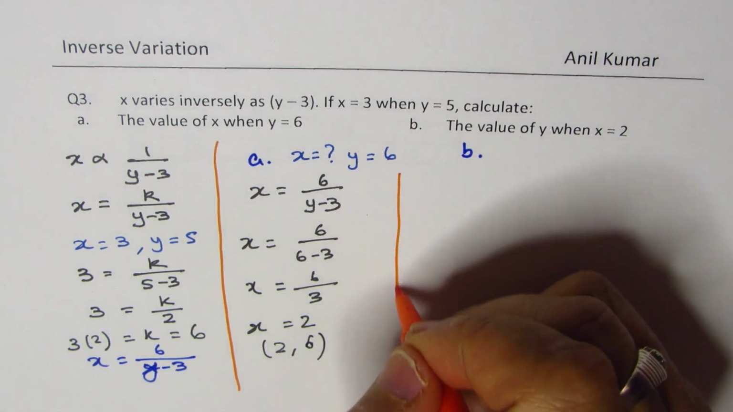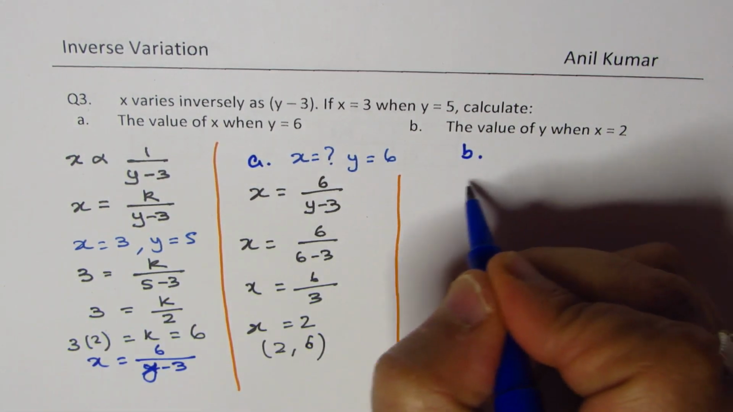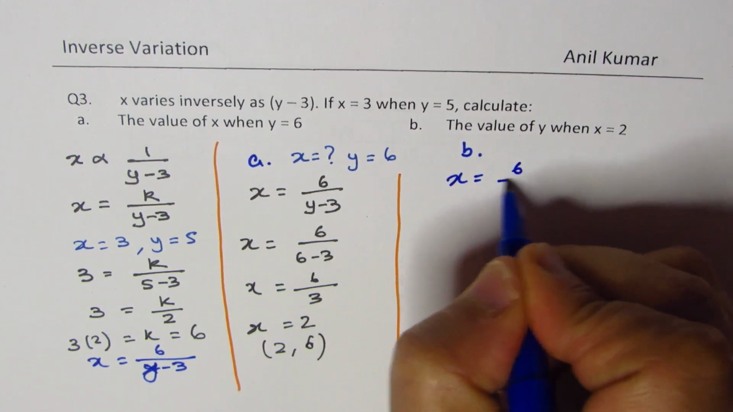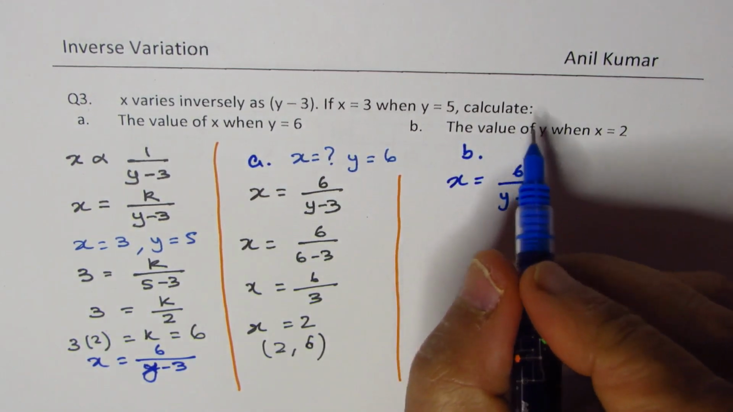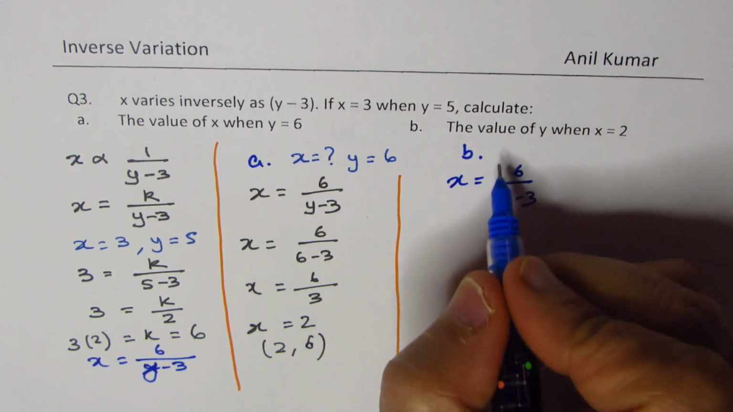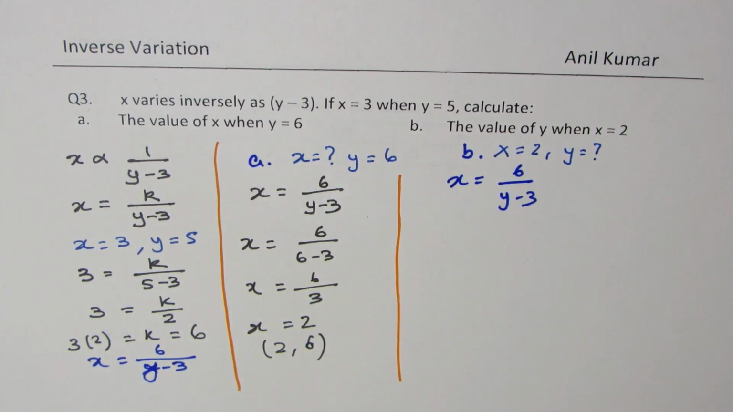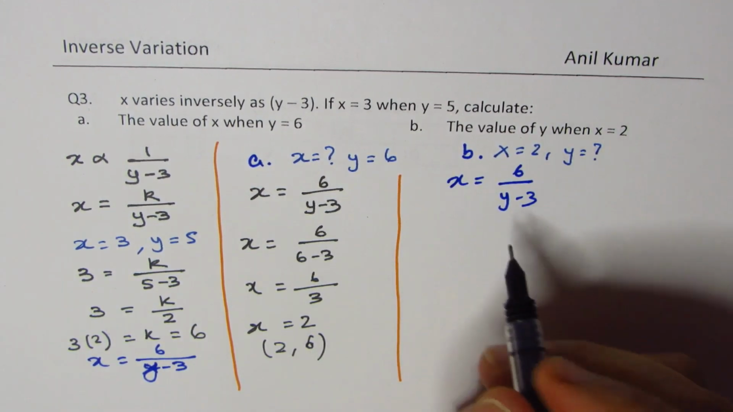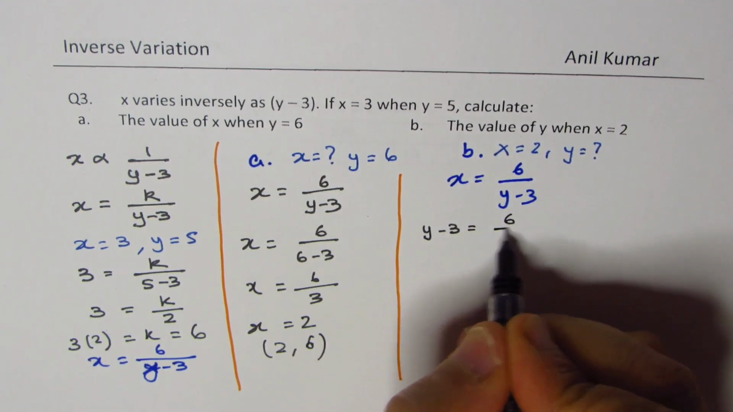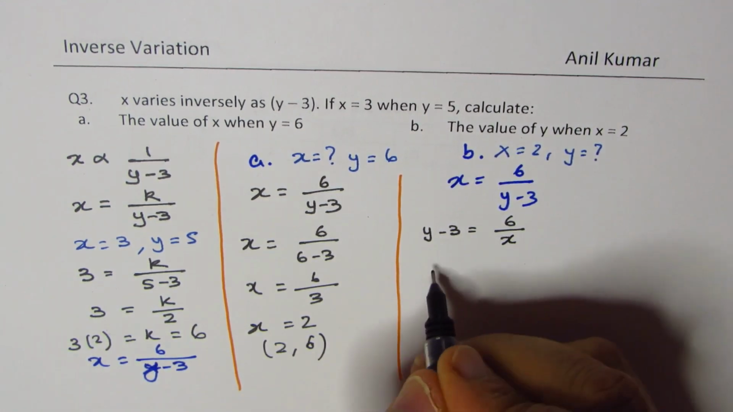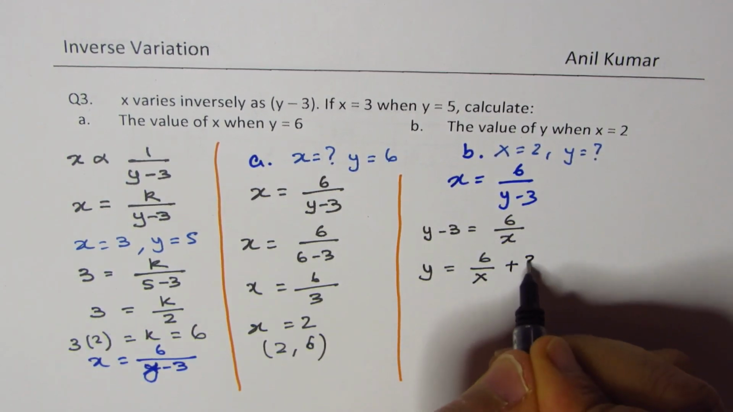Now let's do part B. The equation is x equals 6 over y minus 3. And what is given to us is calculate the value of y when x is 2. So if x equals 2, we need to find what y is. So let's rearrange, right? So we can say that y minus 3 is equal to 6 over x, or y is equal to 6 over x plus 3.